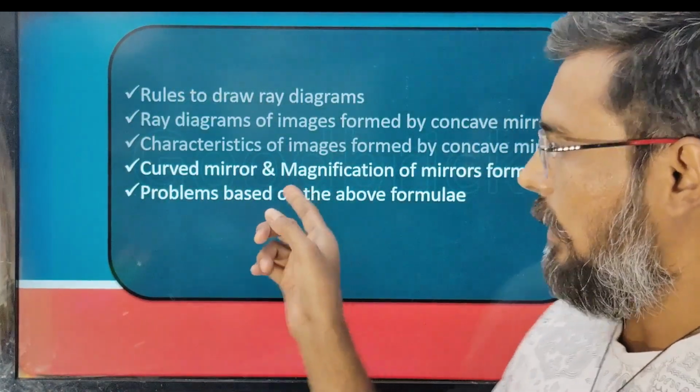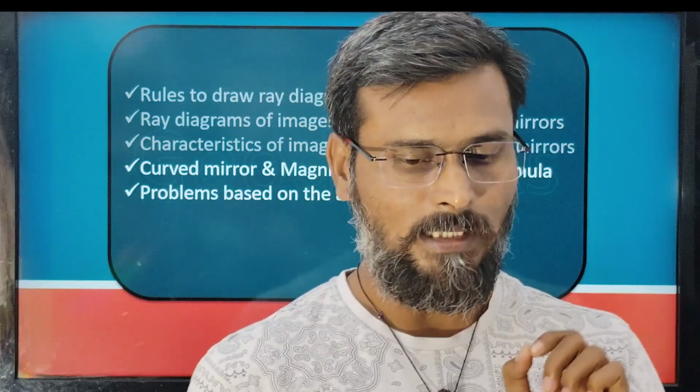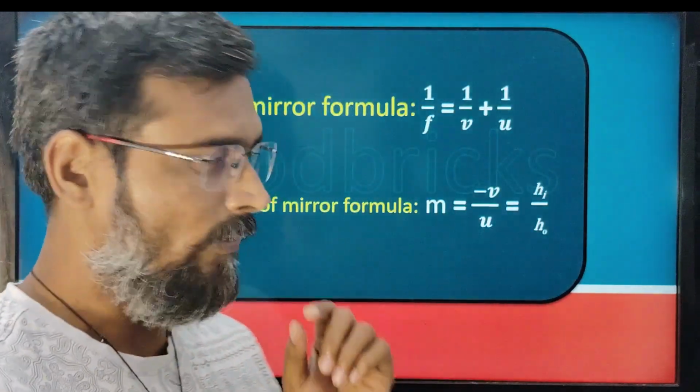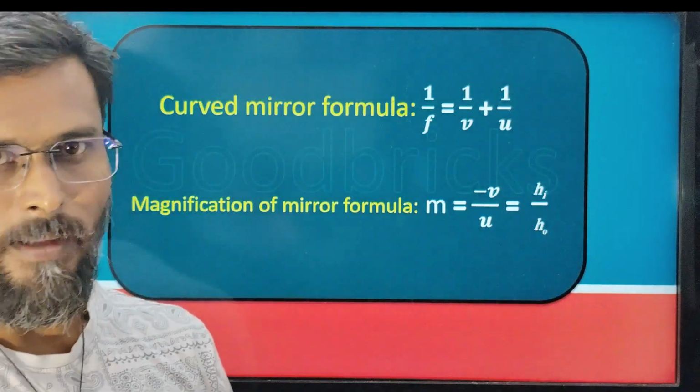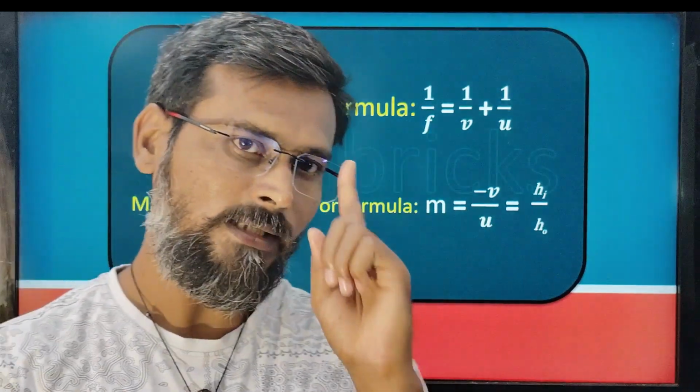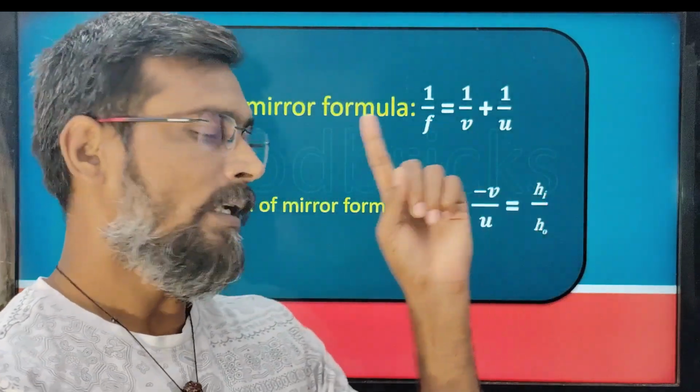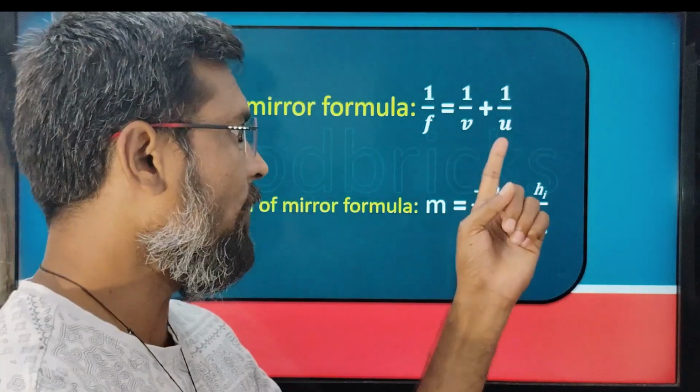Now let us discuss the curved mirror formula and the magnification formula, and based on that, let us solve some problems. If you look at the formulas, 1 by f is equal to 1 by v plus 1 by u, that is the curved mirror formula. Here f stands for focal length, v stands for image distance, u stands for object distance.